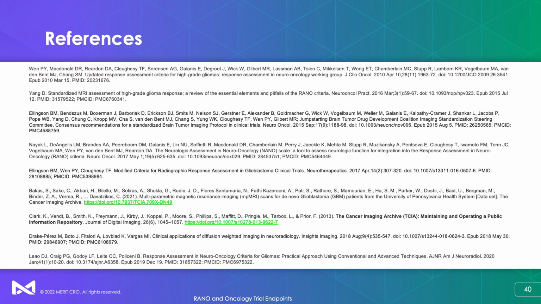Great. We actually have a fourth question here. Could you discuss differences between iRANO and RANO? The iRANO is also a new criteria. They are specifically built for immunotherapy. Those are a specific drug class that can potentially cause a pseudo progression.